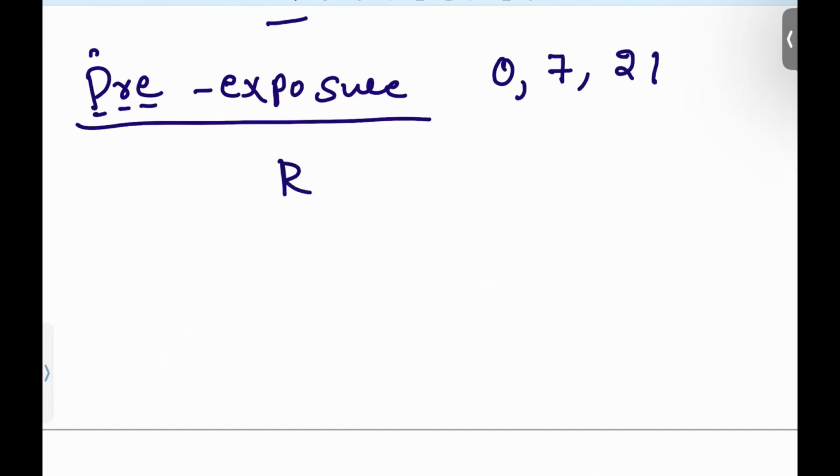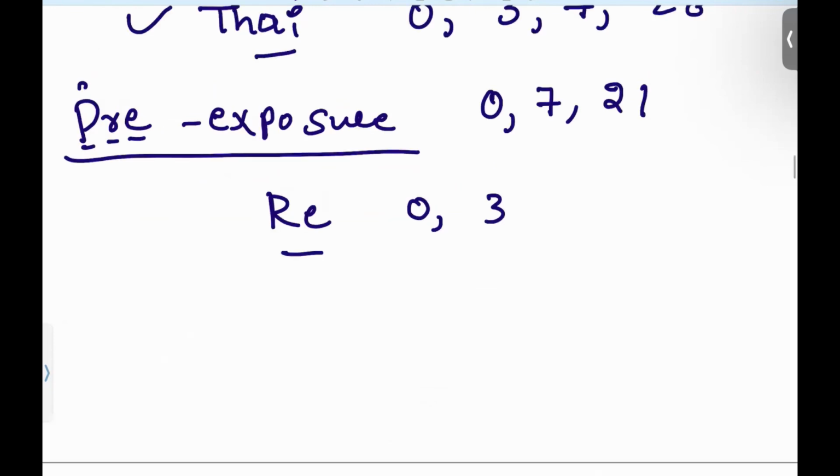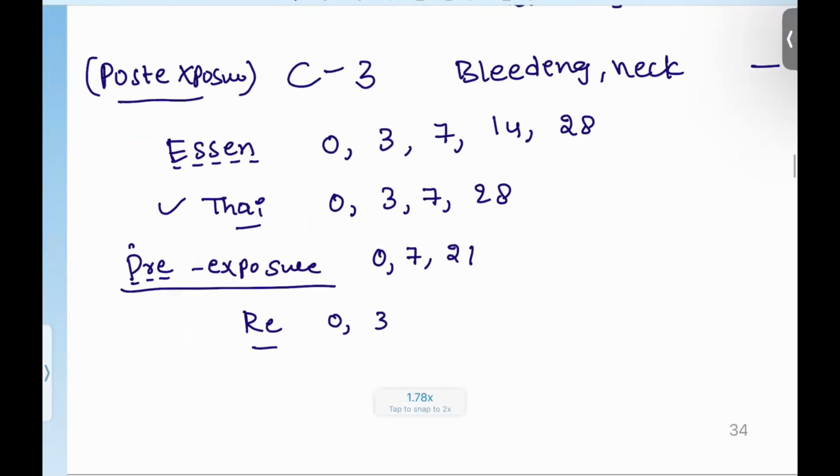And re-exposure: if the patient was vaccinated less than 1 year ago, only a booster is fine. But if it was less than 3 months, then you only have to do the re-exposure, that is 2 letters, 0 and 3rd day. Okay, pre-exposure, re-exposure and post-exposure prophylaxis for rabies and their categories.